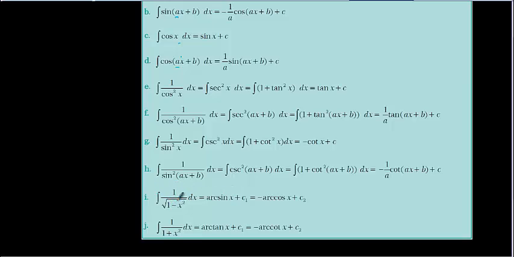Here maybe these are going to be new for us. Integral 1 over square root of 1 minus x squared dx. This is the integral of the inverse trigonometric function. If it is 1 over square root of 1 minus x squared, it is arcsine. If it is integral of 1 over 1 plus x squared, that's going to be arctangent. And as you see, arcsine and arccosine, the derivatives and the integrals are the same, except for the sign difference.